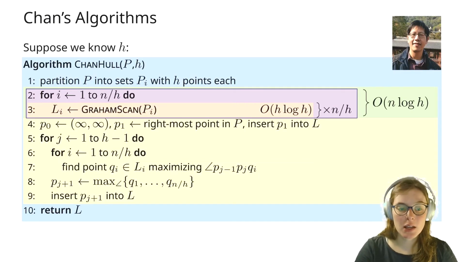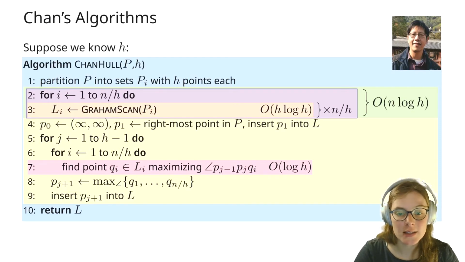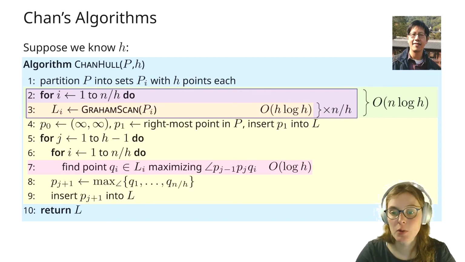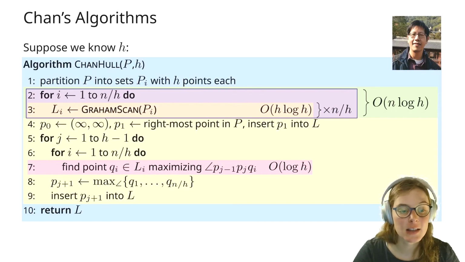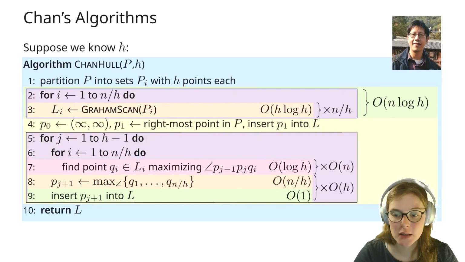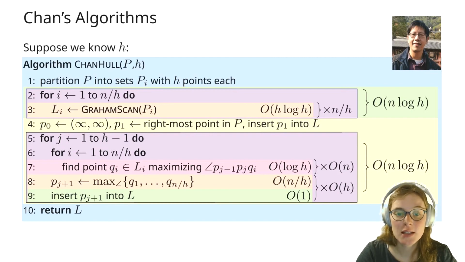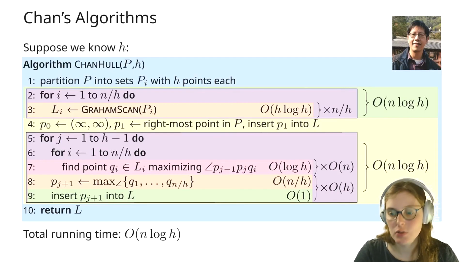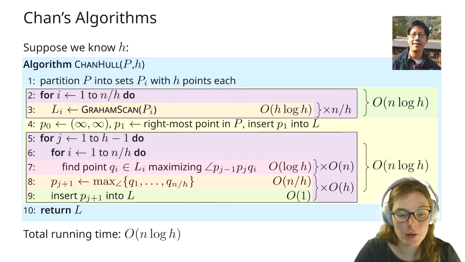For the second part, the trick here is to find point Qi in line 7 in the time that is logarithmic in h. Trust me for now that this is possible. I'll show you in a moment how this can be done. Finally, the lines 8 and 9 take the following time to execute. We have two nested loops which result in lines 8 and 9 executing h times, and line 7 executing order n times, and this is because the outer loop executes h times and the inner loop executes n over h times. So if we put these together, we can see that the second part of the algorithm also takes big O of n log h time. So this is going to be the total running time of the algorithm, big O of n log h.